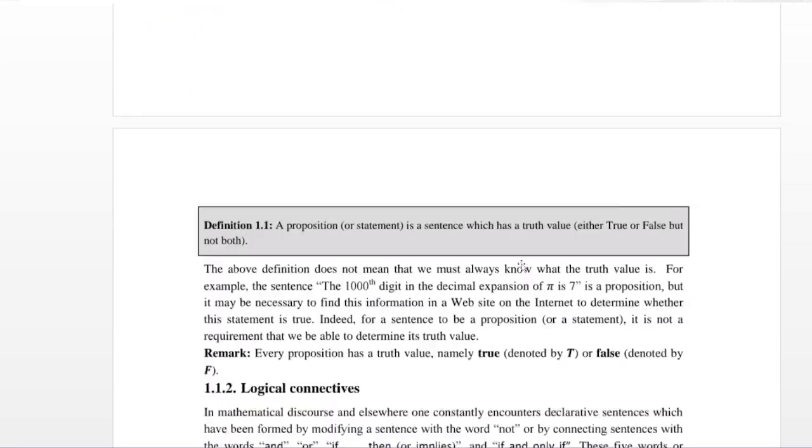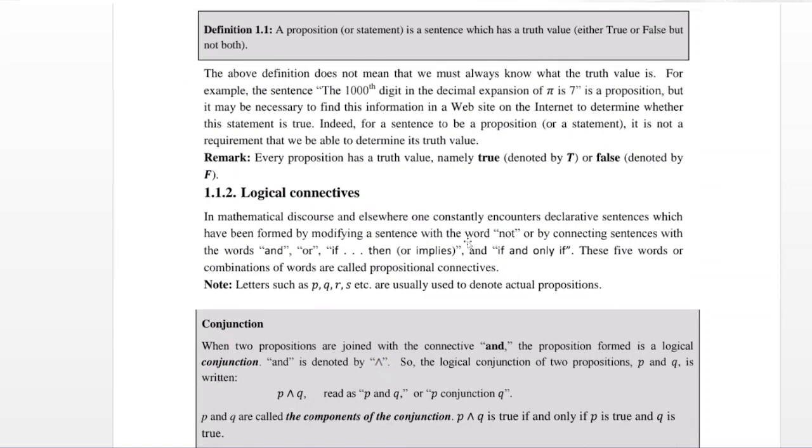Okay, nice. According to the above explanation, let me see this for definition 1.1: A proposition or statement is a sentence which has a truth value, either true or what? False, but not both. Yes? Have you seen it? A proposition or statement is a sentence which has a truth value.